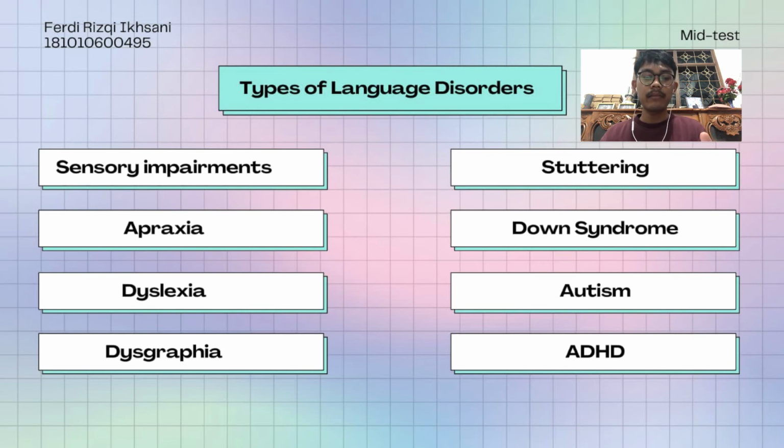Okay, the next one is stuttering. You can read the text. I want to explain the causes of stuttering. Possible causes of persistent stuttering include mental health problems. In rare isolated cases, emotional trauma can lead to stuttering. Okay, the next is Down syndrome. You can read it. Then autism and ADHD. ADHD is attention deficit hyperactivity disorder.